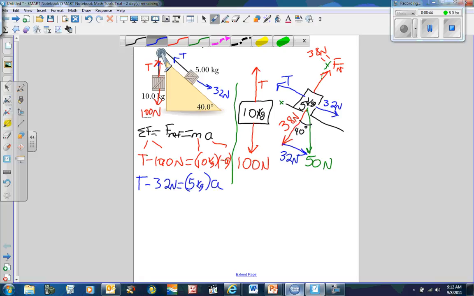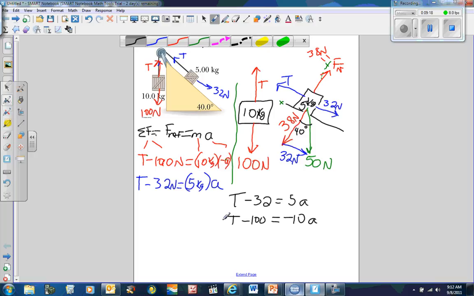Okay, what I'm going to do now is I'm going to make this more simple by moving it all over here and just writing it without any units, so we can just see the math. All right, units are important, but we're going to just take the units out. I'm going to write T minus 32 equals positive 5A. All right, two unknowns, got to have another equation. Well, that's where the other equation comes from up here in the red. T minus 100 equals negative 10A.